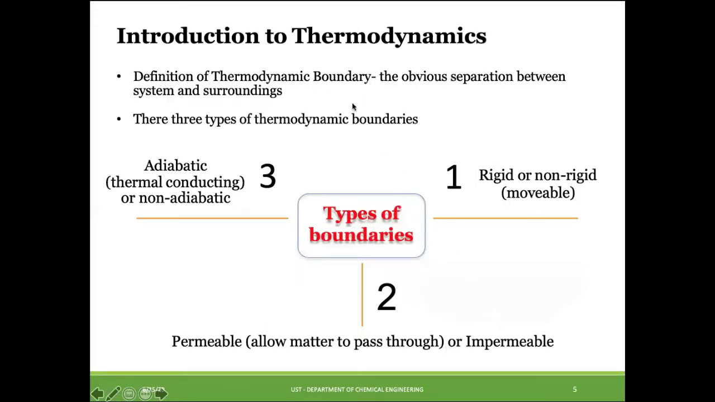Now, when we say thermodynamic boundary, obviously this is a separation between system and surroundings. But you know that we have certain types of thermodynamic boundaries. One is rigid or non-rigid. Next, it could be permeable, which allows matter to pass through. It could be adiabatic, which is non-thermal conducting, or non-adiabatic, which is thermal conducting.